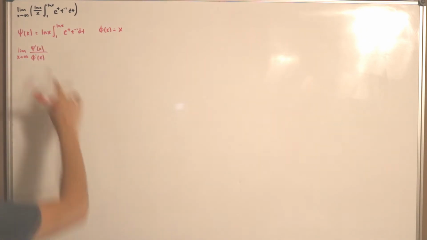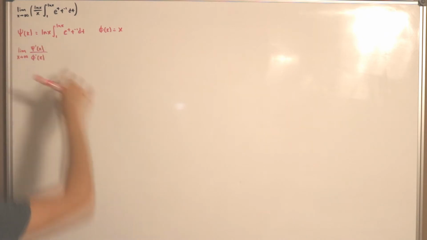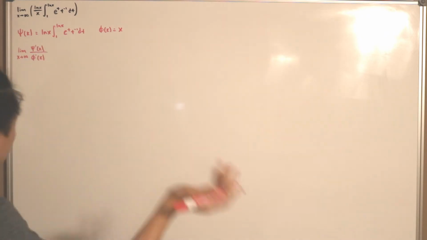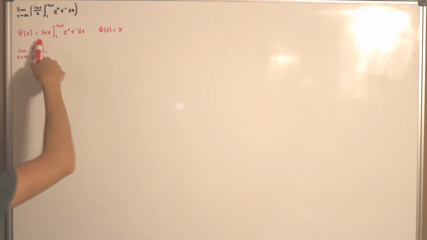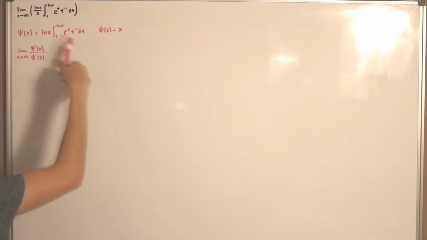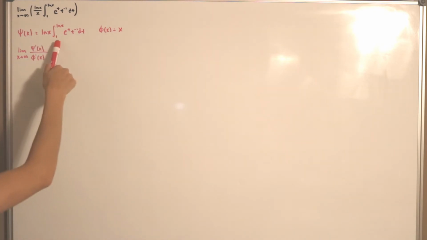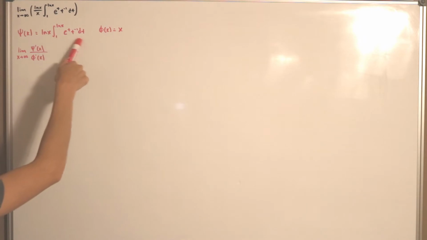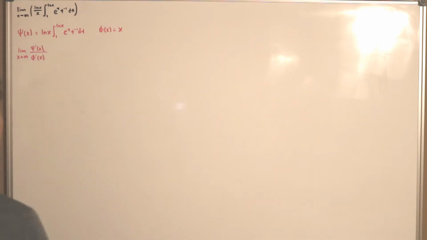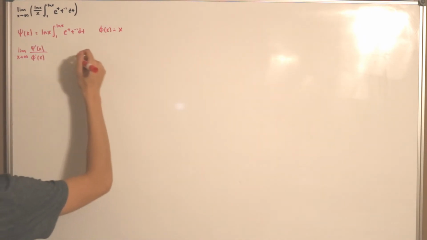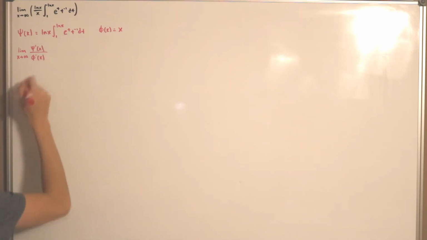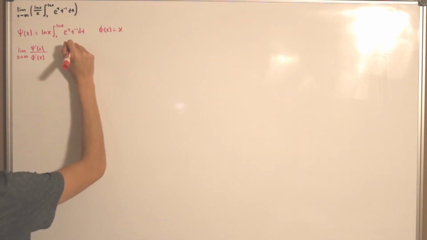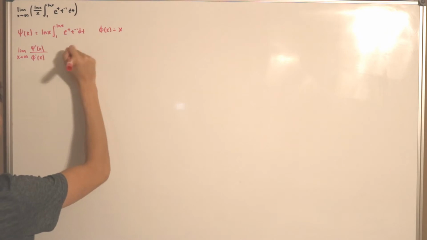So that means we need to take the derivative of this. Before taking the derivative using the product rule, let's actually focus on taking the derivative of just the integral first.